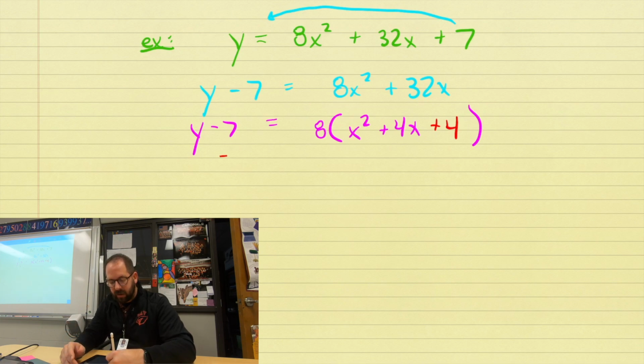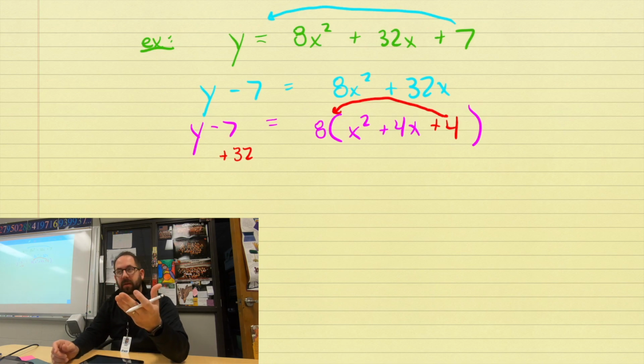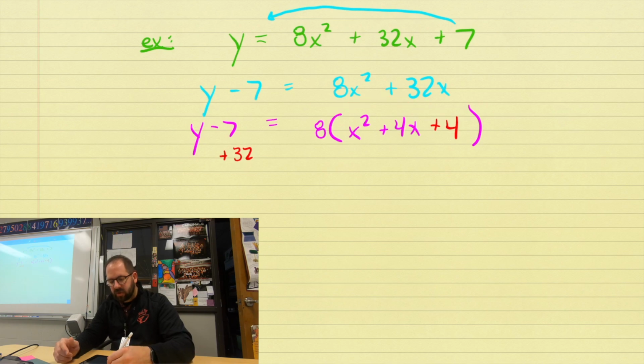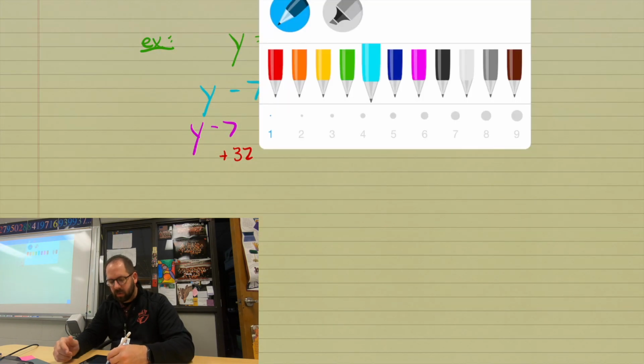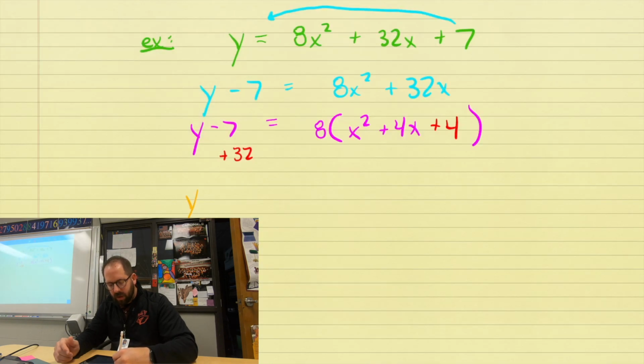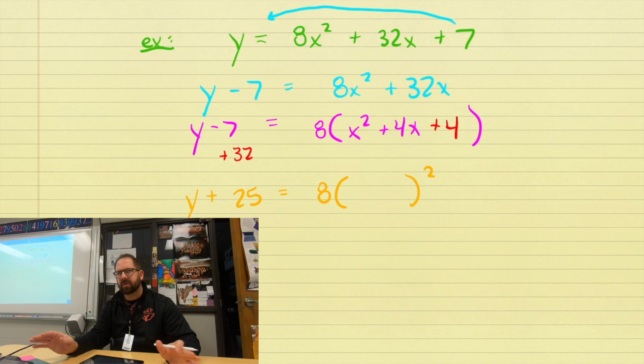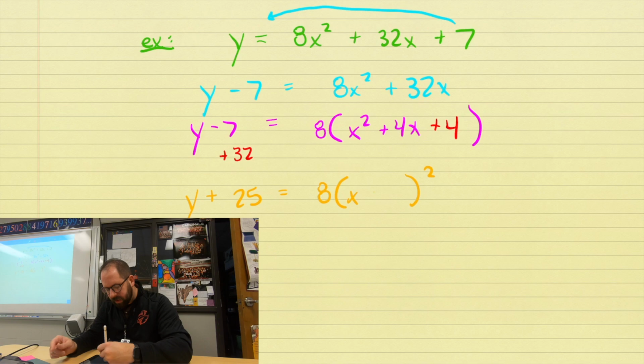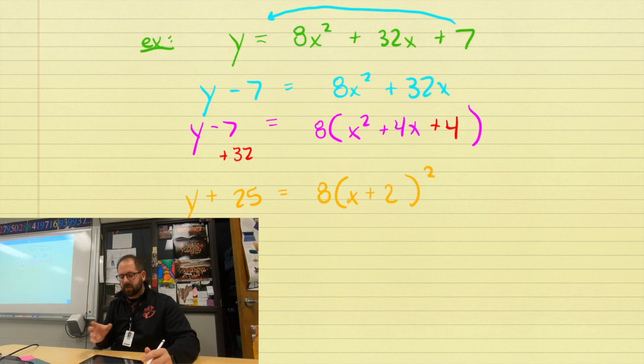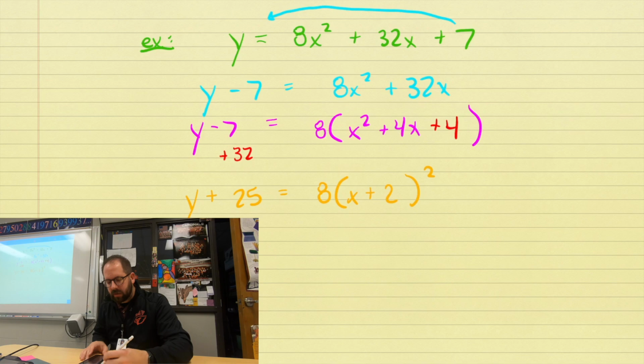32. Now, here's how I know I'm adding 32. Whatever this number is, half the middle squared, you always have to take it times the number out front. That's the number you're adding to the other side, because you have to distribute the 8 back through. So on the other side of the equality symbol, we have y plus 25 is equal to 8, and now I'm going to factor the right side. That was negative 7 plus 32, which is 25. On the right side it's going to be x and x, plus and plus, and half the middle is 2.